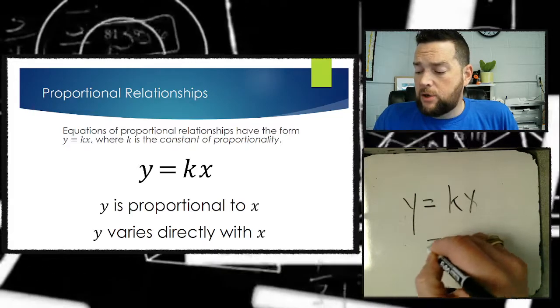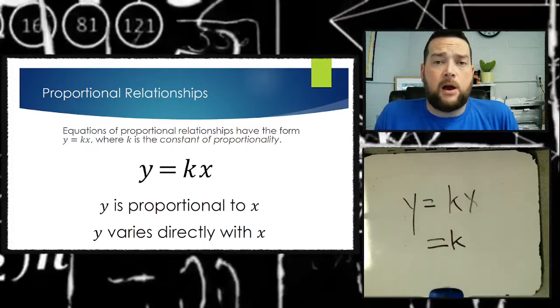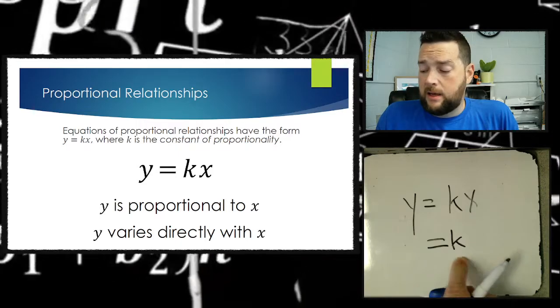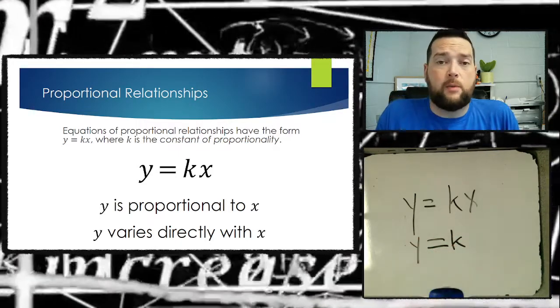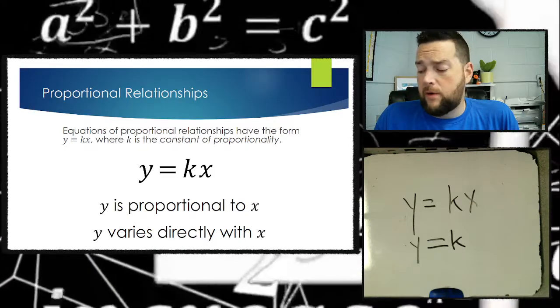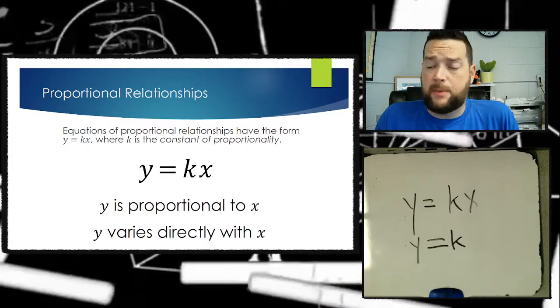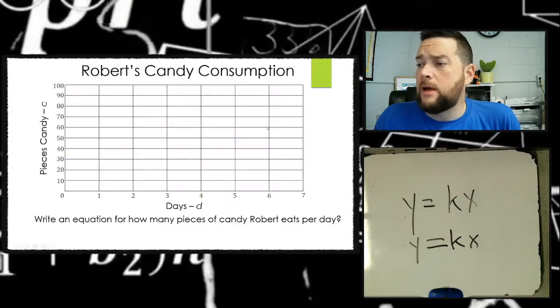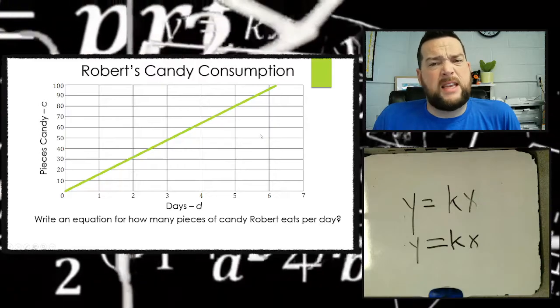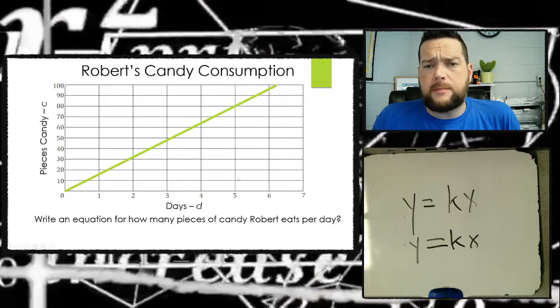So "varies directly with" gets us our equals K, just like "is proportional to," and the variable that comes before that represents your dependent variable, and the variable that comes after that represents your independent variable, just like that. So here's kind of an example of what I'm talking about.